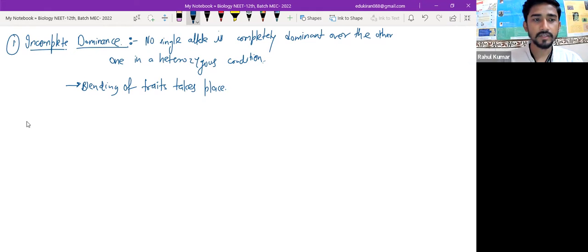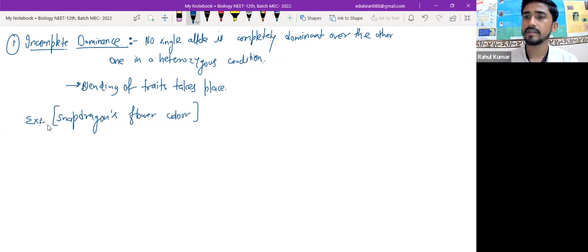Now this is observed. An example is a plant called the snapdragon plant. Snapdragon's flower color is a trait that has incomplete dominance. When Mendel did the experiments to formulate these laws, he did not know of other plants and other genes and their behavior. He did it only on peas and thought that every other plant behaved like peas, but that's not the case.